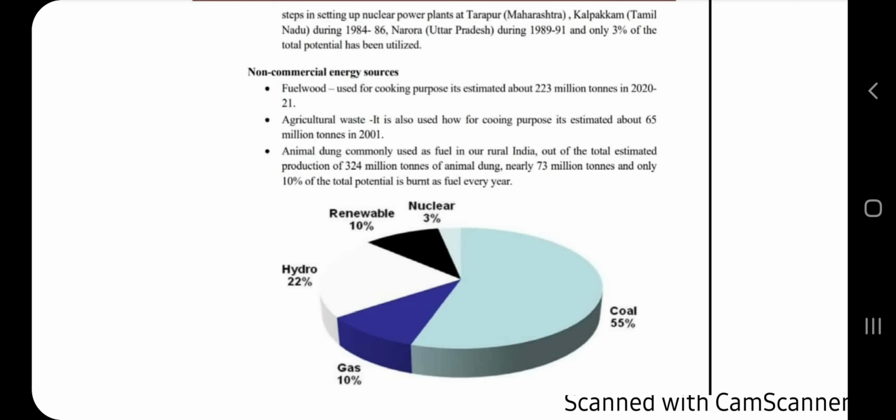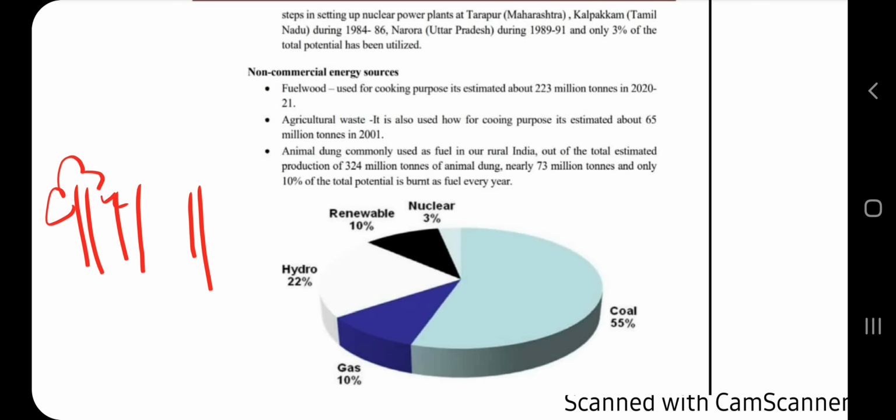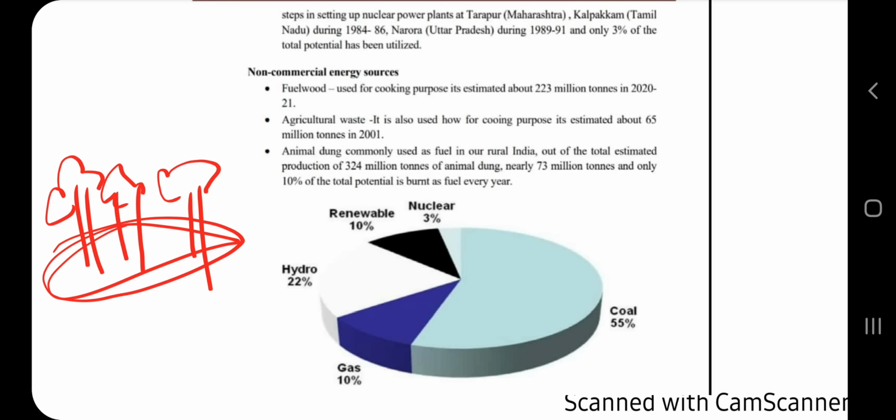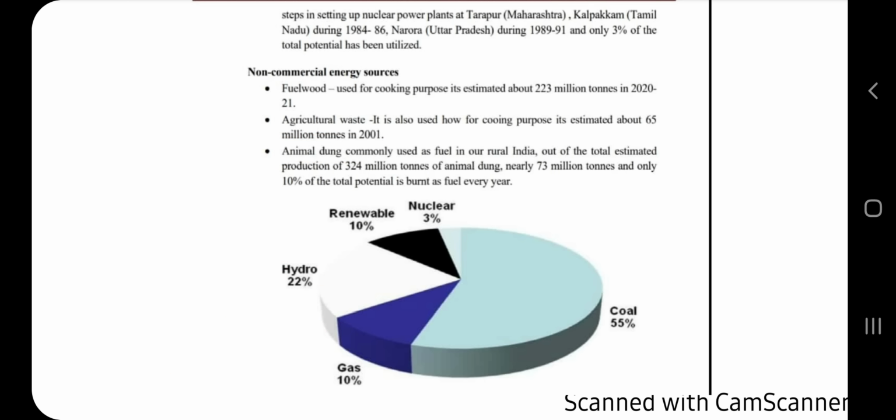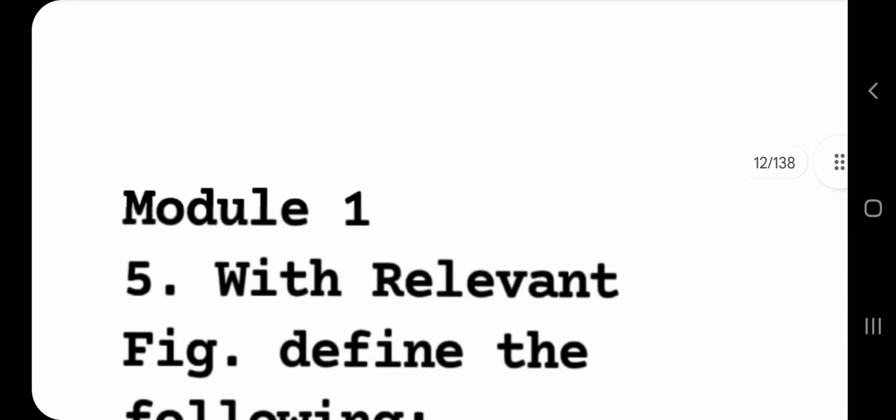In non-commercial part, three things you have to remember. See, there is a jungle. In the jungle you have fuel wood. This wood is used for fuel, therefore it is called fuel wood. And agricultural waste, here some animals were there and that waste is called agricultural waste, as well as animal dung will be used. Three things will be used. What are those three things? Fuel wood, agricultural waste and what? Animal dung. So these three things are for non-commercial energy sources.